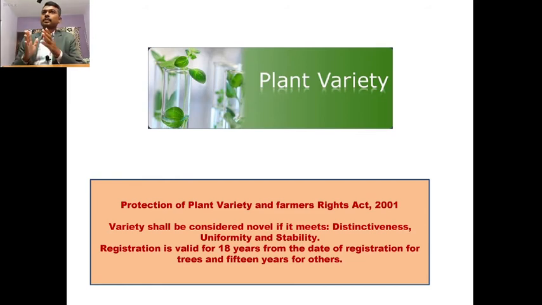And plants which are produced by terminator technology, that is, where the seeds become incapable of germination after one generation, those plants are also not eligible for registration under a particular person, and exclusive rights for those plants cannot be given under this act.